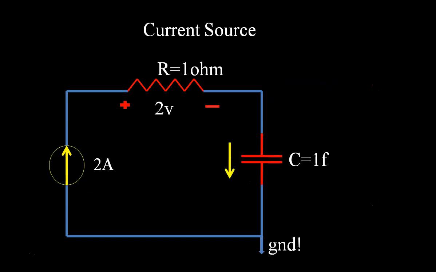Now let us come back to the question. What happens to the voltage across the capacitor if we push a constant current through it? For a resistor, we saw that voltage is equal to current into resistance, that is V is equal to I into R. So that is a constant number, it is a fixed constant, but the voltage across the capacitor may not be so. Let us see how it is.